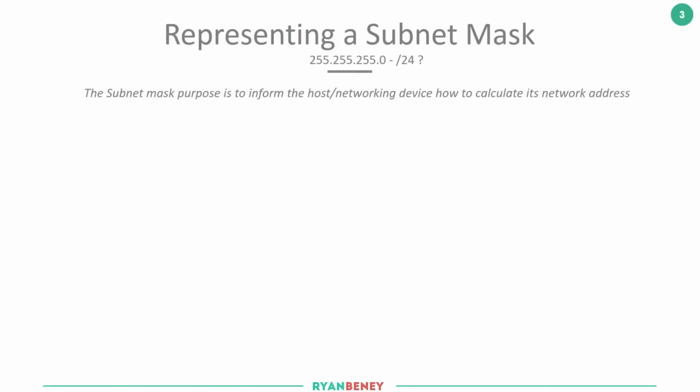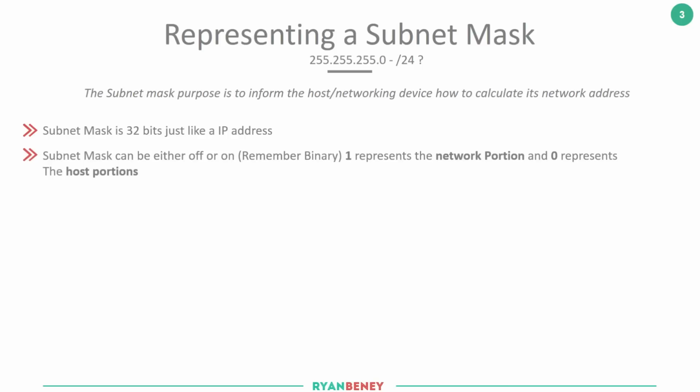So, representing a subnet mask. A subnet mask's purpose is to inform the host networking device, whether that's a firewall, router or PC, how to calculate its network address. Now a few things to know about how a subnet mask is represented and some importance around the binary and decimal elements. First of all, a subnet mask is 32 bits long, just like an IP address. A subnet mask can either be off or on. Remember, anything in binary, same with an IP address, can either be off or on. If it's on, as in it's a 1, it represents the network portion, and if it's a 0, it represents the host portion.